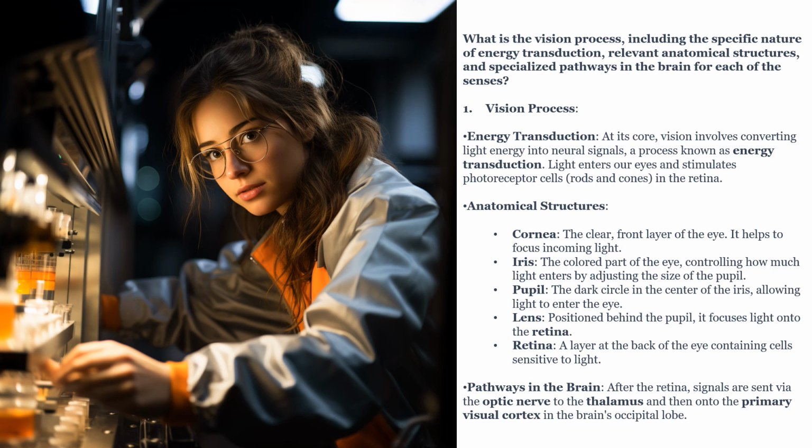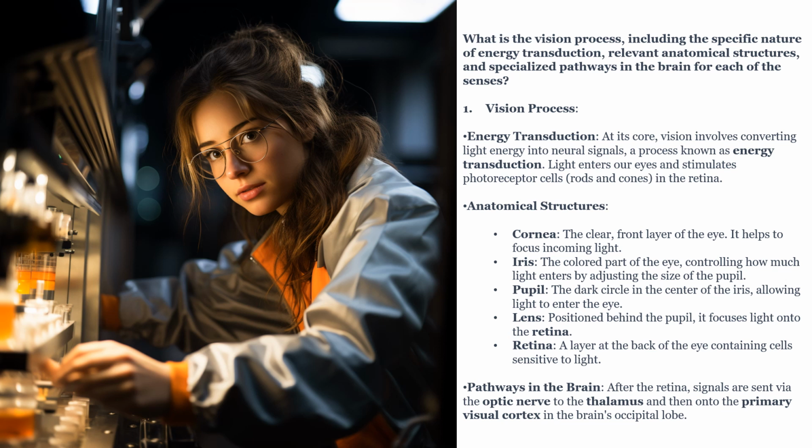Energy transduction: at its core, vision involves converting light energy into neural signals, a process known as energy transduction. Light enters our eyes and stimulates photoreceptor cells, rods and cones, in the retina. Anatomical structures. First, we have the cornea, the clear front layer of the eye. It helps to focus incoming light.